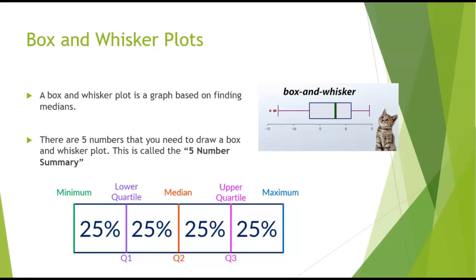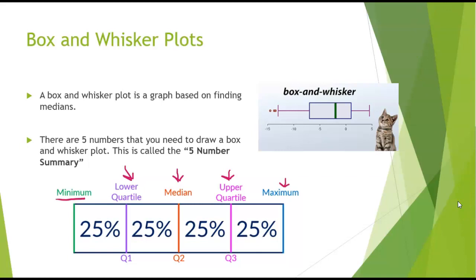So a box and whisker plot is just a graph based on finding medians. We talked about that before. But there are 5 special numbers that you need to look at to be able to construct a box and whisker plot. Those numbers are called the 5-number summary. So we have the minimum, the lower quartile, the median of the whole data set, the upper quartile, and the maximum value of the data.